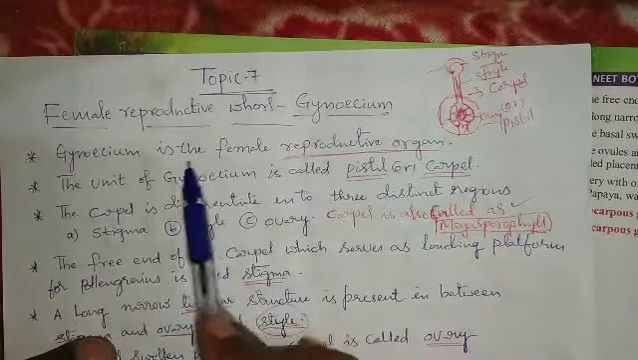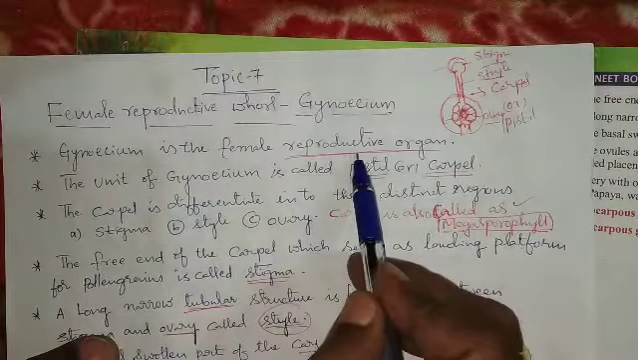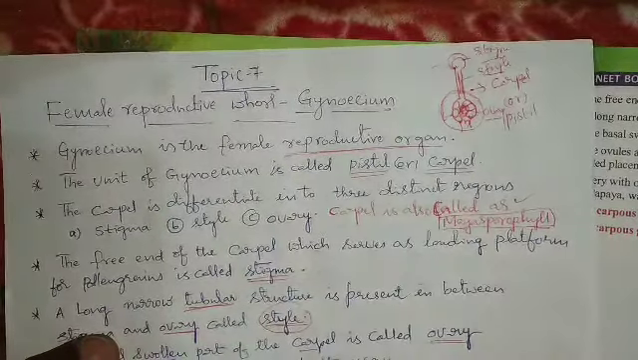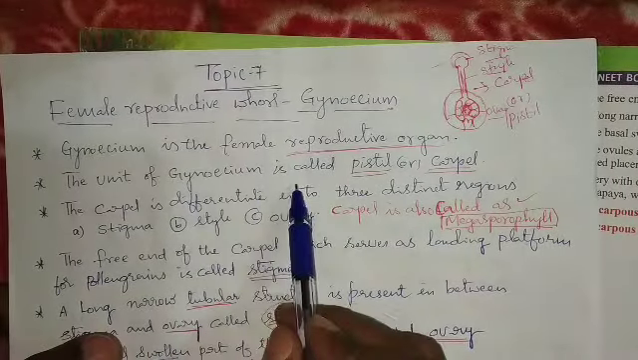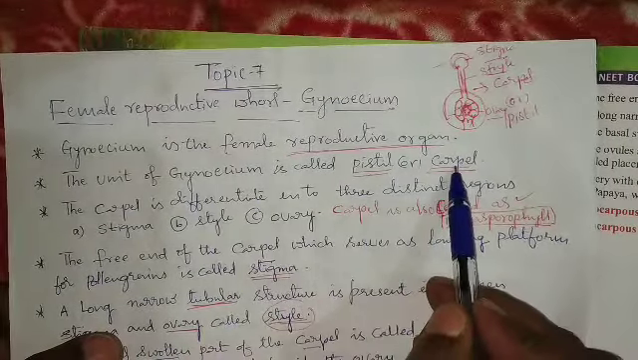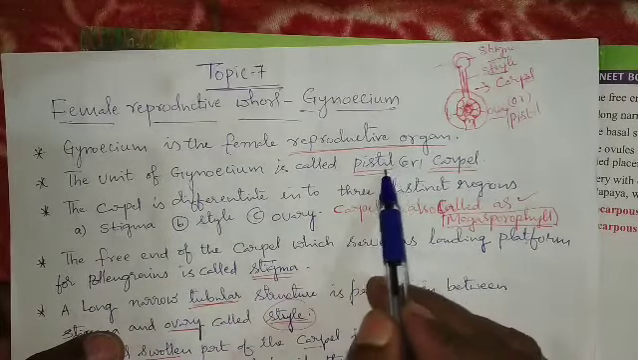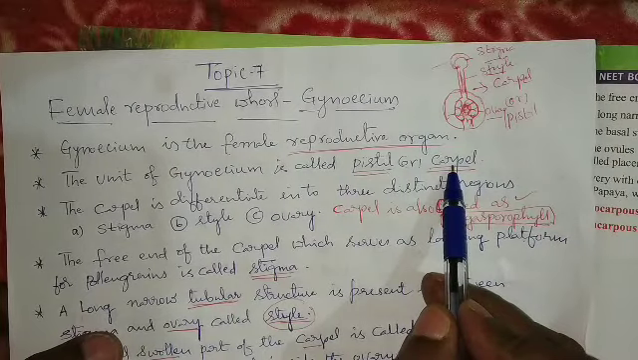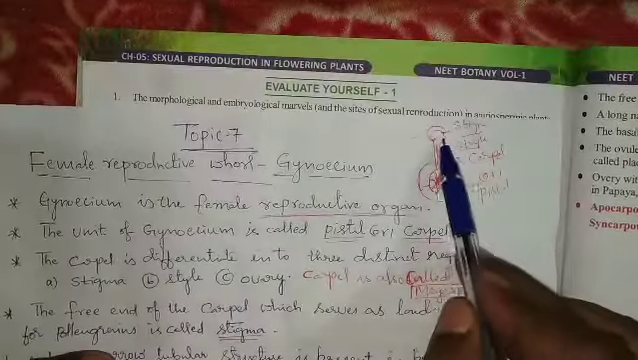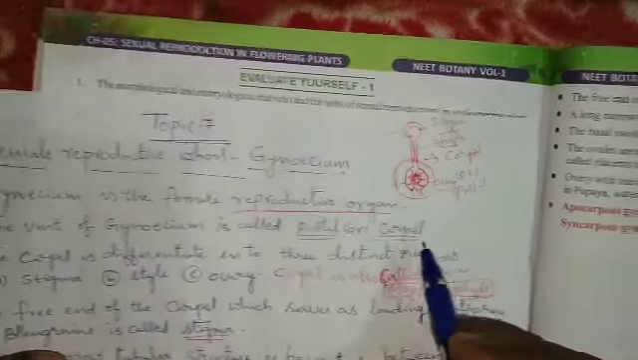So the gynoecium is the female reproductive organ. The unit of the gynoecium is called the pistil or carpel. We already discussed this. So this is a carpel. See the diagram here.